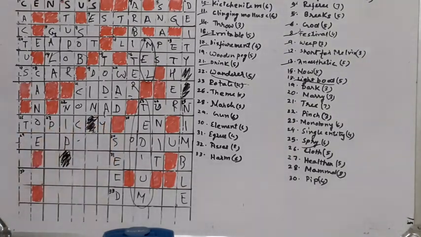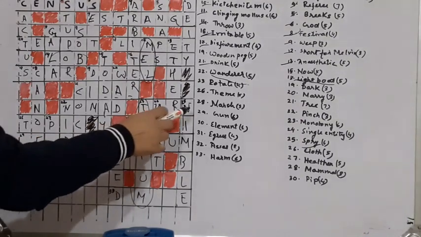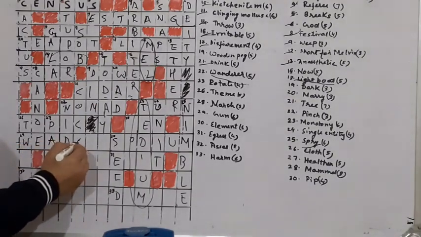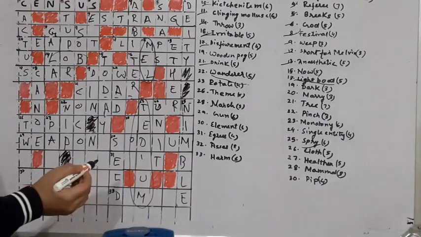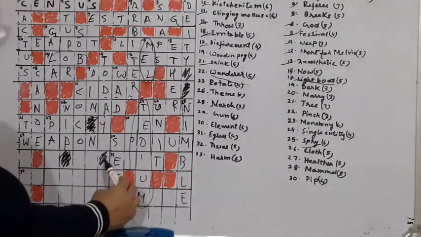Okay, 29 across, if we can, gun, yeah, weapon, weapon, right? So weapon, then it is understood, fine.